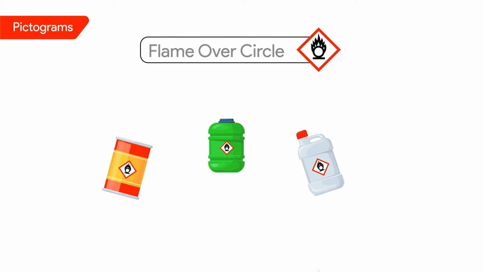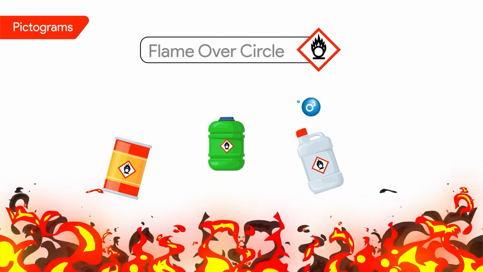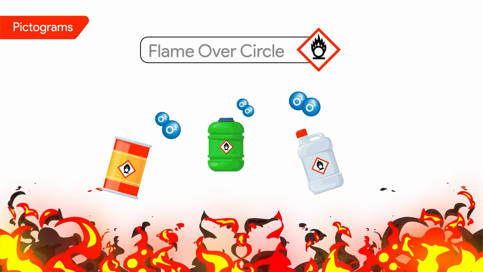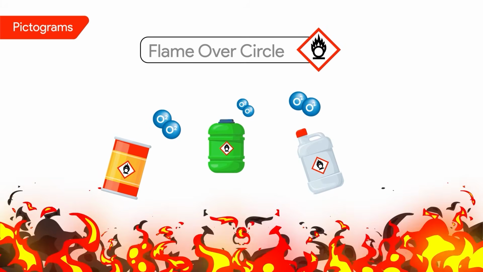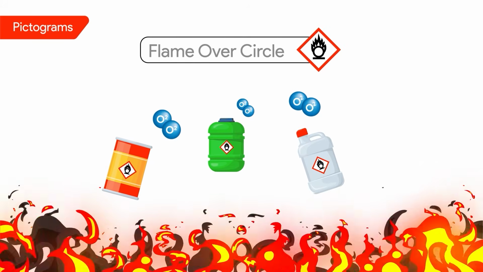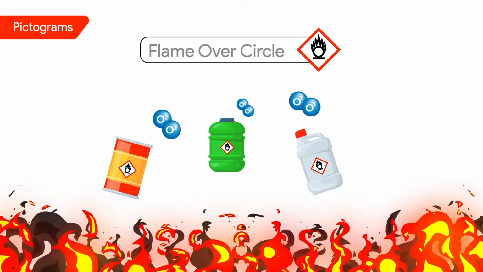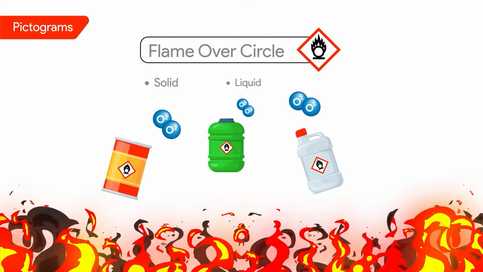Flame over circle. Materials displaying the flame over circle pictogram are considered oxidizing substances. While not flammable on their own, products displaying this pictogram or symbol will provide the oxygen necessary to fuel fires. Oxidizing materials are not limited to one state of matter. They can be in the form of liquids, solids, and gases.